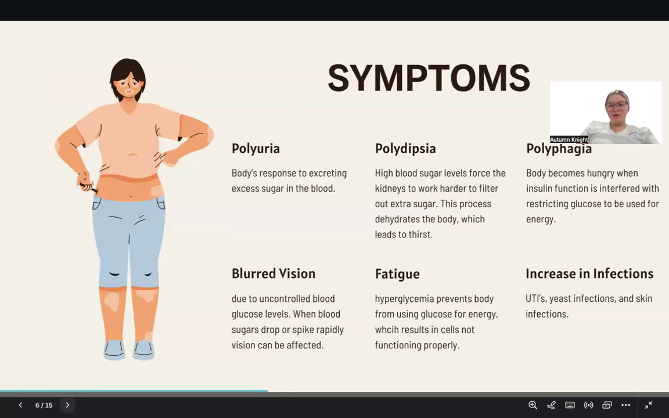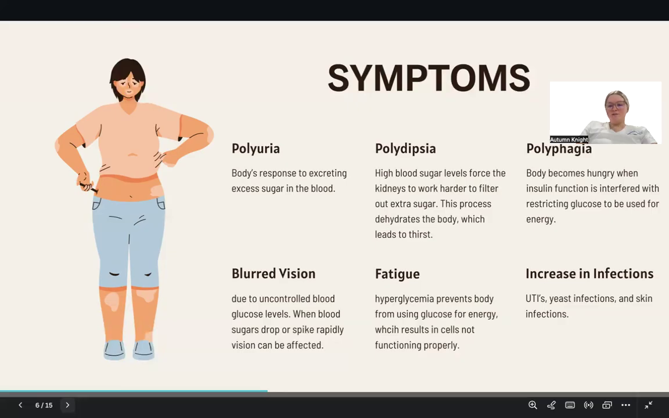And then lastly, polyphagia, also known as excess hunger. This is a common symptom of diabetes. Particularly, you'll see this in type 1 diabetes, and it occurs because the body cells aren't receiving the glucose they need for energy, essentially. You can also experience blurred vision, and this is basically when your blood sugars are uncontrolled. So you either have a spike or a drop rapidly in blood sugar.